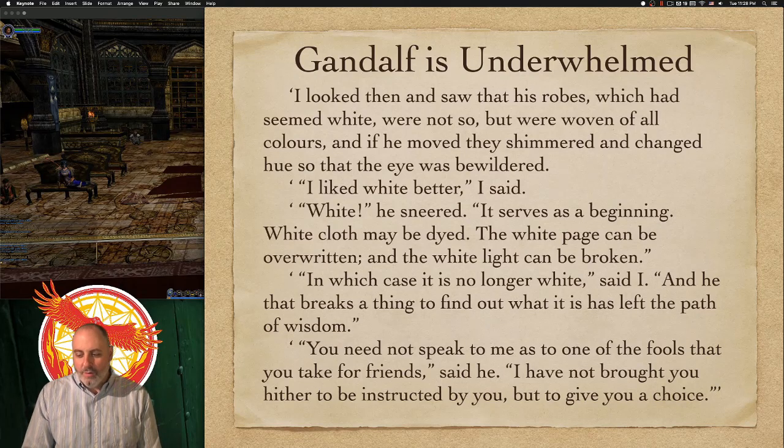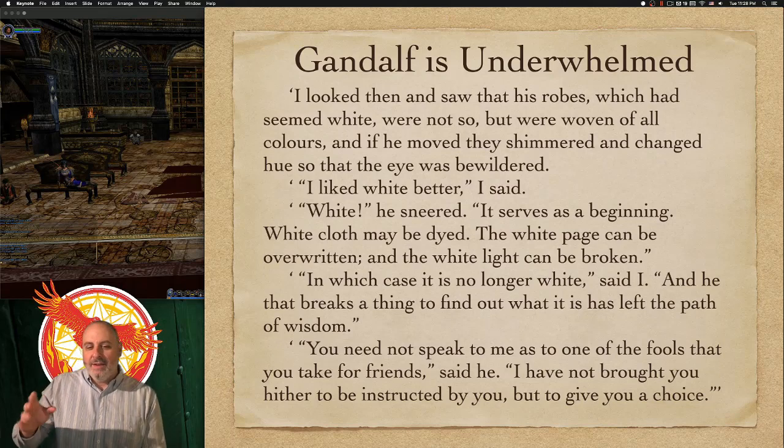Right. Mike says overwritten suggests overridden. In a sense, yeah. But that's the point, right? You override the mere blankness of the page. The association of whiteness with blankness.